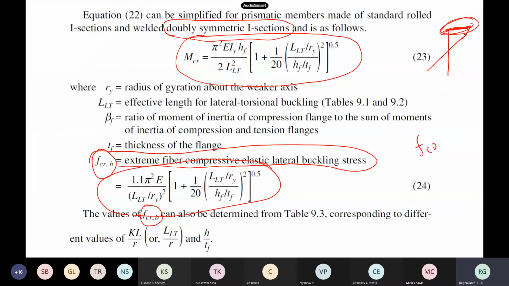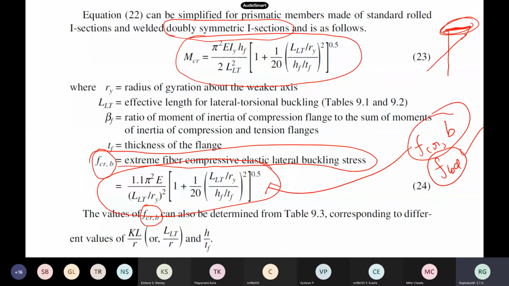One chart is for FCRB, another chart is for the FBD. So two charts. The first chart gives you FBD. FBD depends on alpha, LT and others. FCRB depends only on two things: LT by R, that is the slenderness ratio, and H by TF. So the charts have been given automatically. You can use the charts directly, or you can use these formulas also.